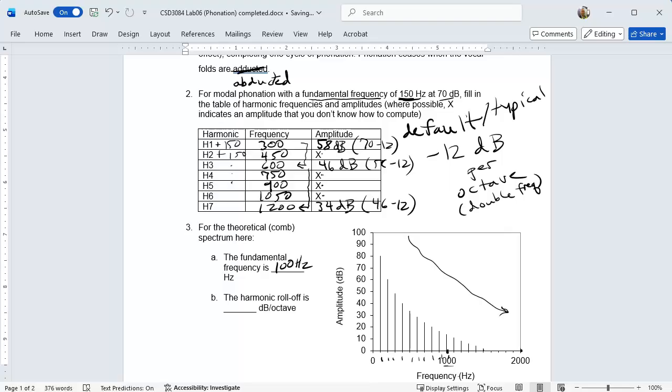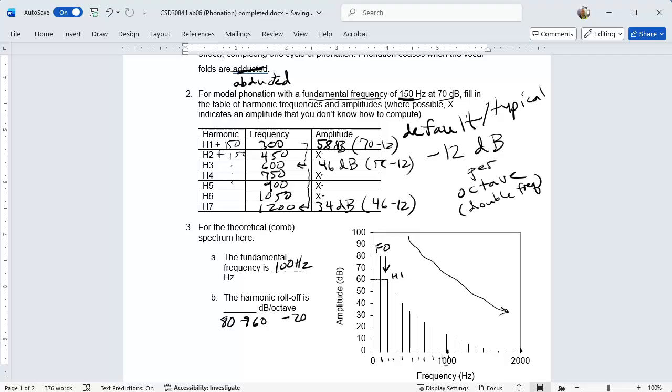If there was some other number of sticks, take 1000, divide it by that number of sticks, and you would get what that fundamental frequency is, roughly, if you're looking at a comb spectrum. For the harmonic roll-off, my first stick here is my fundamental frequency, F0. My second stick here is my first harmonic, H1. And the roll-off would be, how much does that amplitude drop? Looks like it goes from 80 down to 60, so we've subtracted off 20.